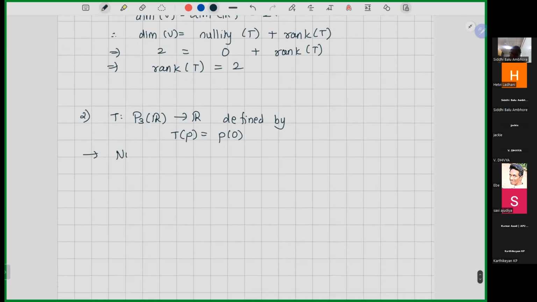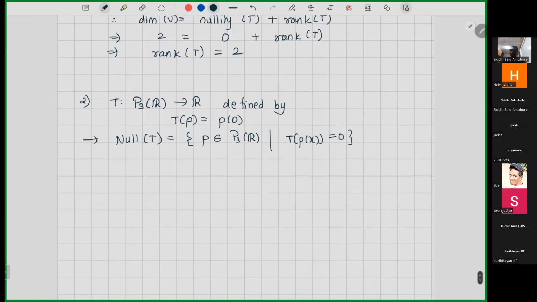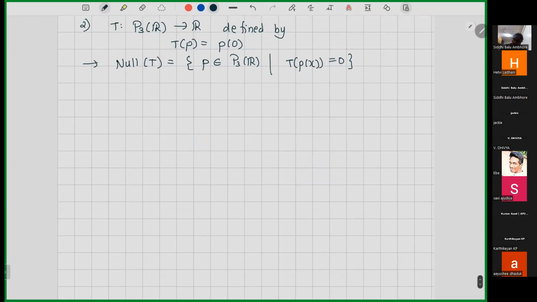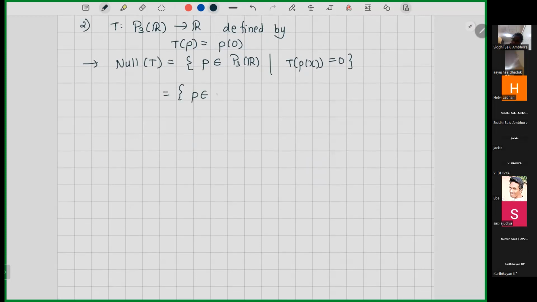So we are again finding the null space of T, and it is what? All the p in P3 such that T(p(x)) is equal to 0. So this is all p in P3 such that p(0) is 0.